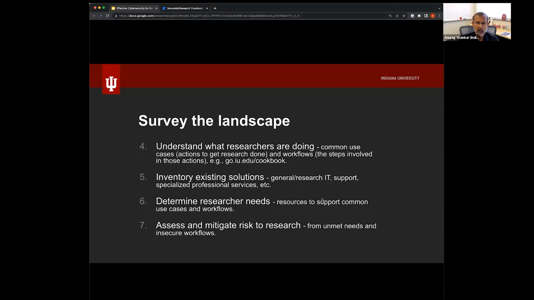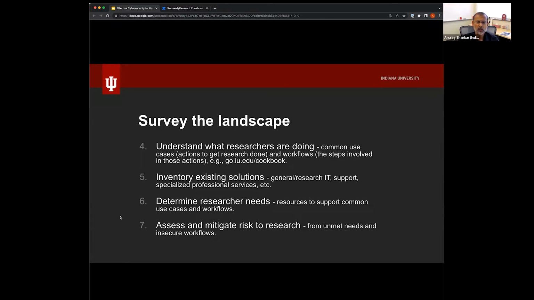And by that I mean, if those needs are unmet, then researchers are going to do whatever they need to do to get the research done, in many cases insecurely. So if, for example, there's not a data sharing service with external collaborators, then they might go use a public service to share sensitive data, for example. So that's one source of that risk, and the other one is what I call insecure workflows.